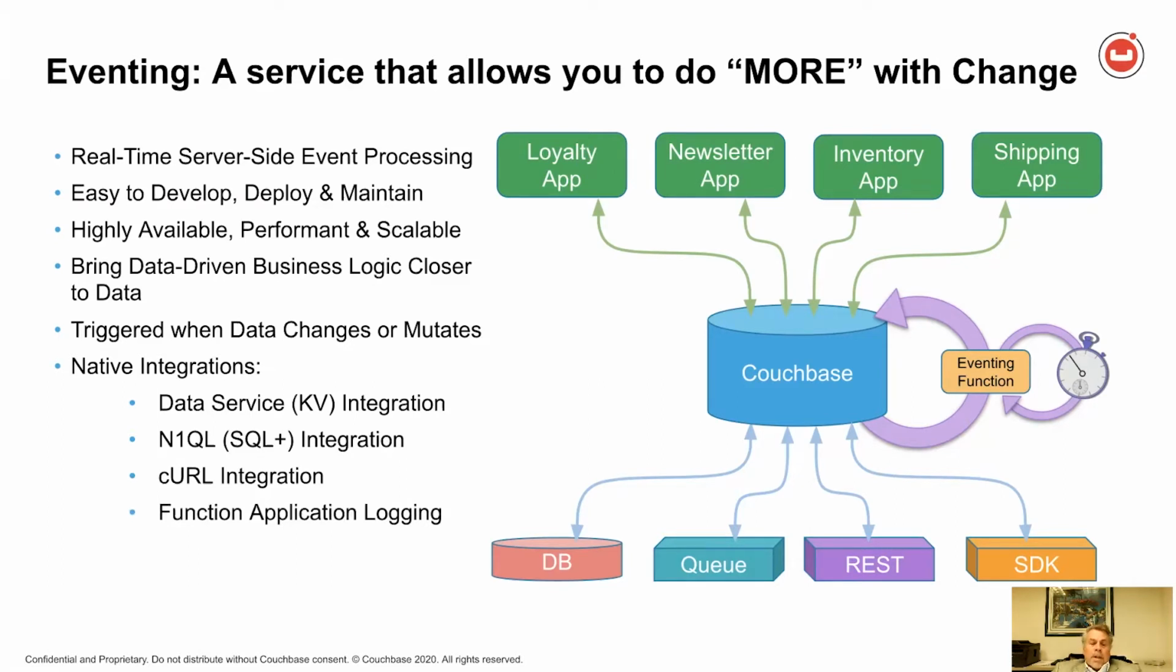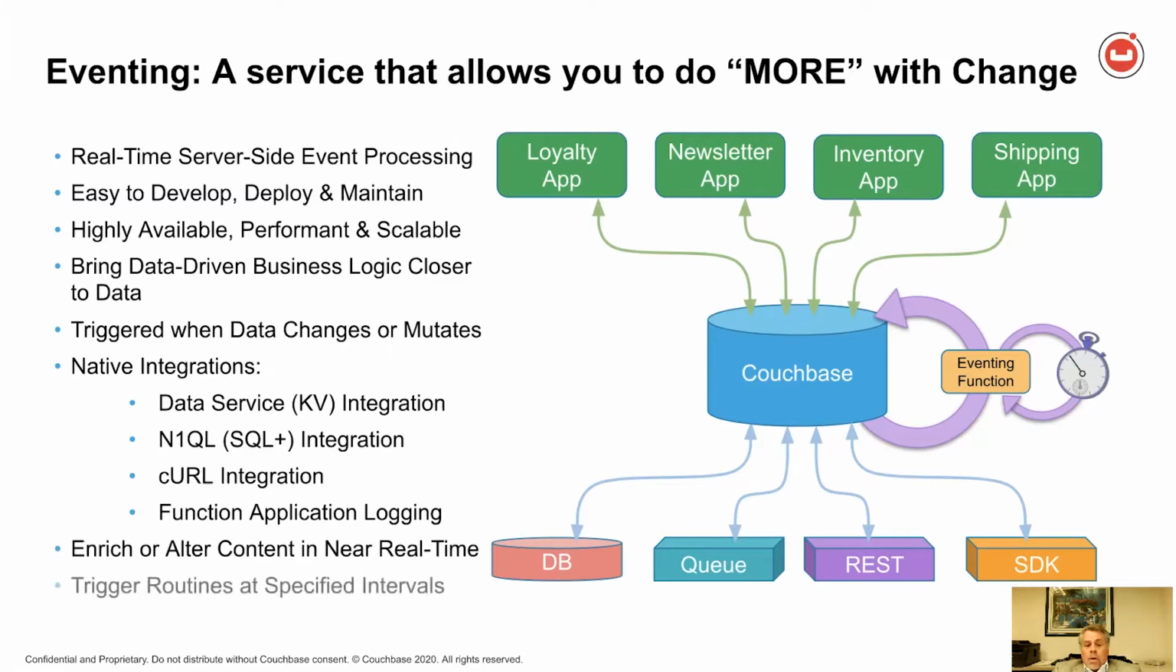So think of a Lambda. Every Lambda has its own log. You could output your log. Some customers might put Splunk and attach it to every eventing node's log. And so it really is a native integration. It is something that eventing deals with, interacting with the outside world. You can enrich or alter content in near real time. You can trigger routines at specified intervals. And you can propagate changes to other systems via the native integrations.